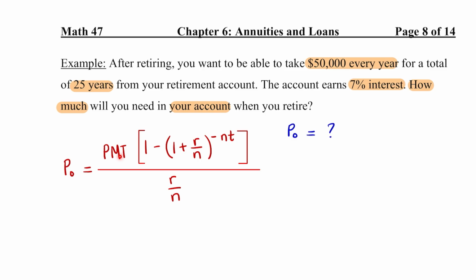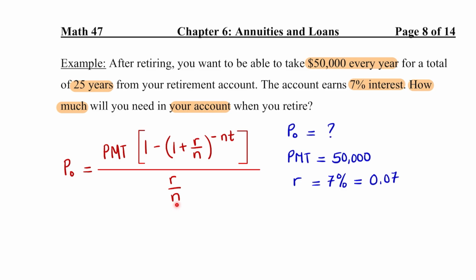PMT is the regular withdrawal amount. In this case, I want to withdraw $50,000 a year, so my PMT is $50,000. R is the annual interest rate. In this case, that is 7%. And please do not forget to convert 7% to a decimal. That is 0.07.